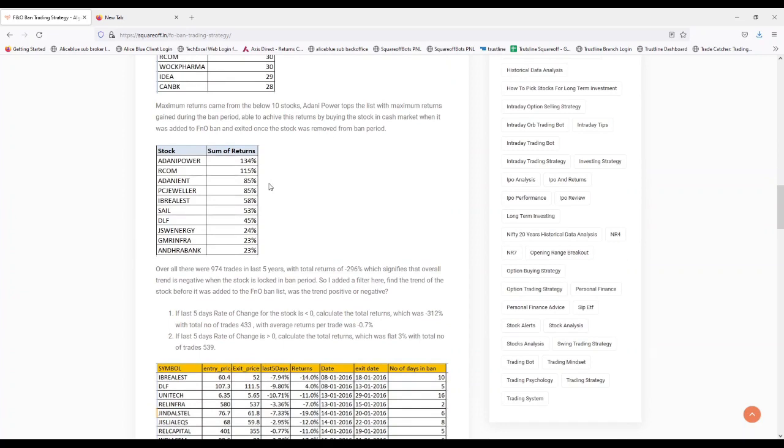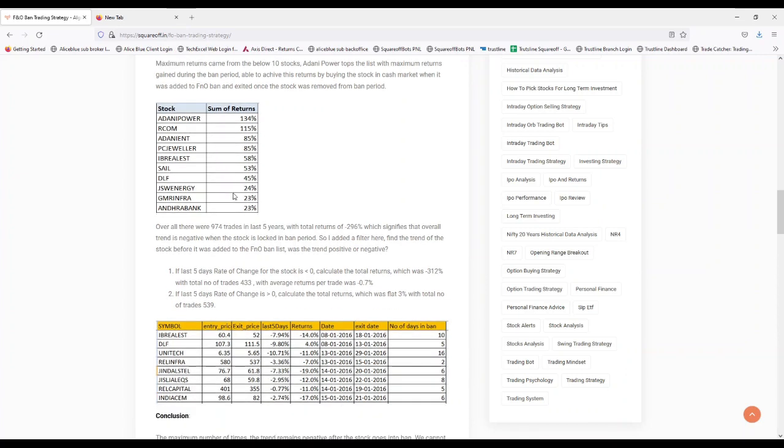And also, if we apply the rule of buying the stock in the cash market whichever is getting into F&O ban, and then selling the same stock once it is removed from the F&O ban, these were the 10 stocks which made the highest returns: Adani Power, Arcom, Adani Enterprises. If you recall the historical data of these stocks, like PC Jewelers, these stocks were hammered phenomenally, in a complete downtrend back then.